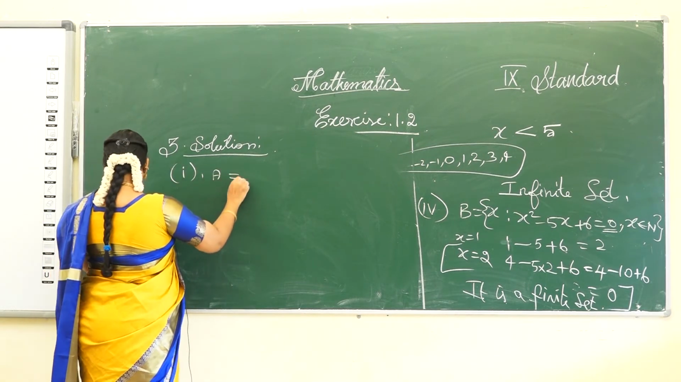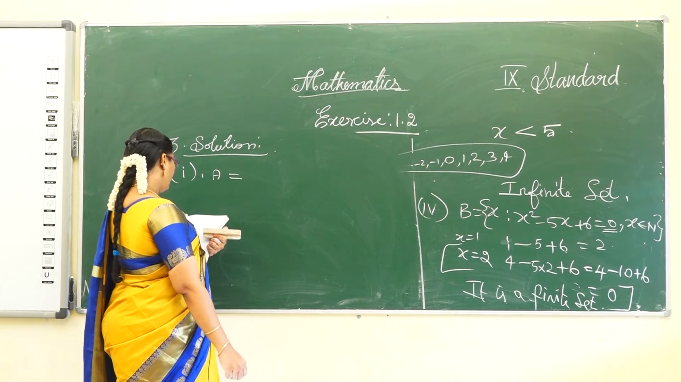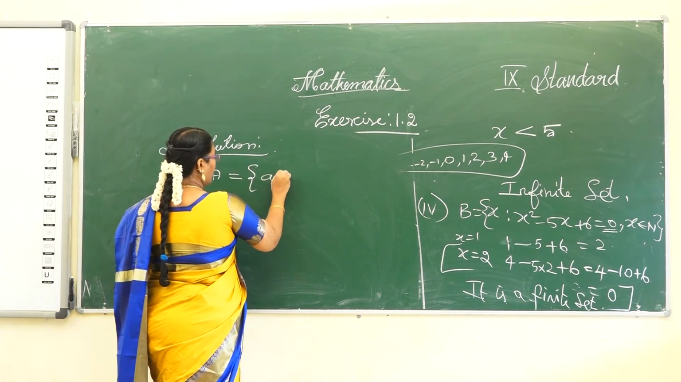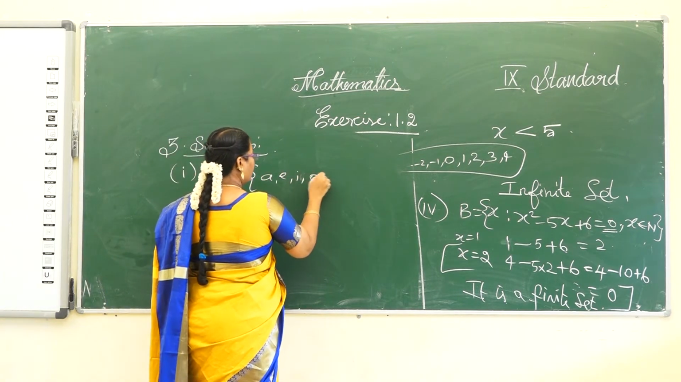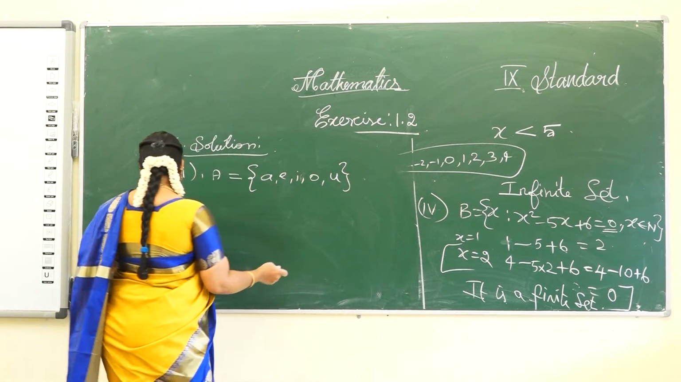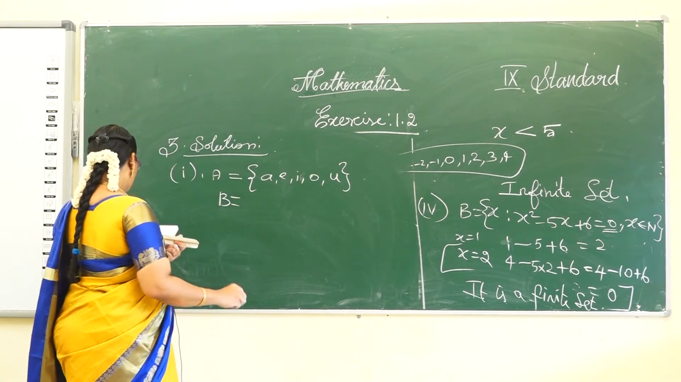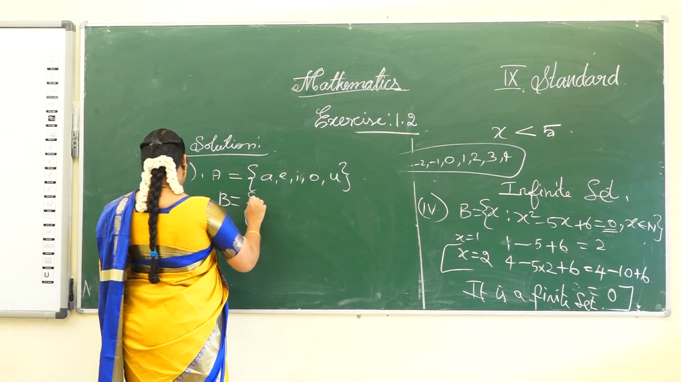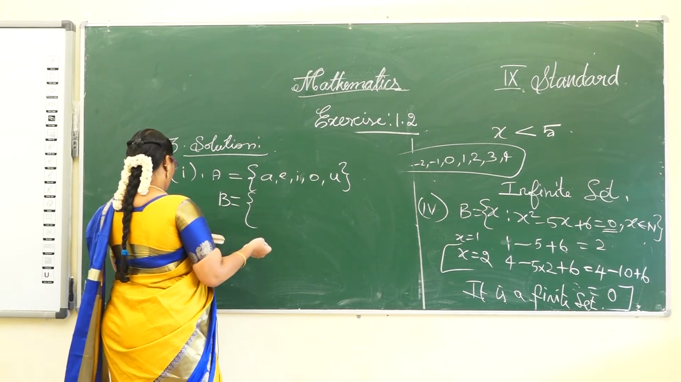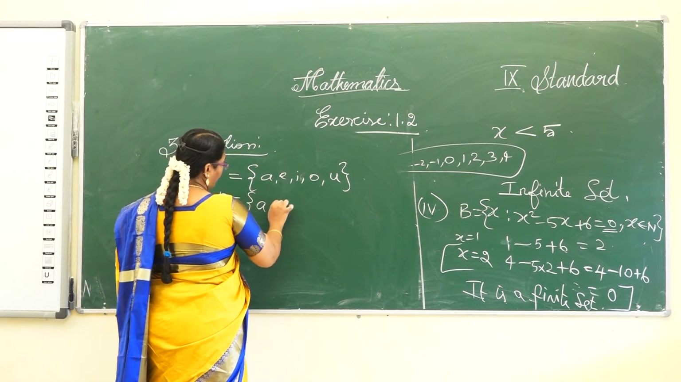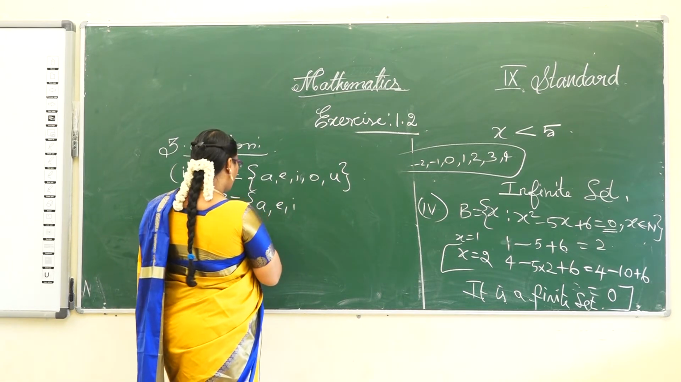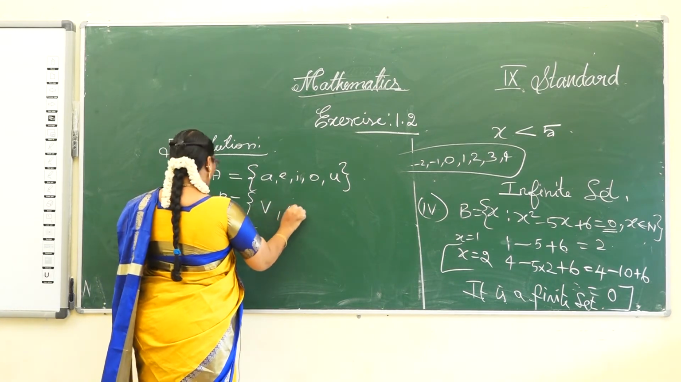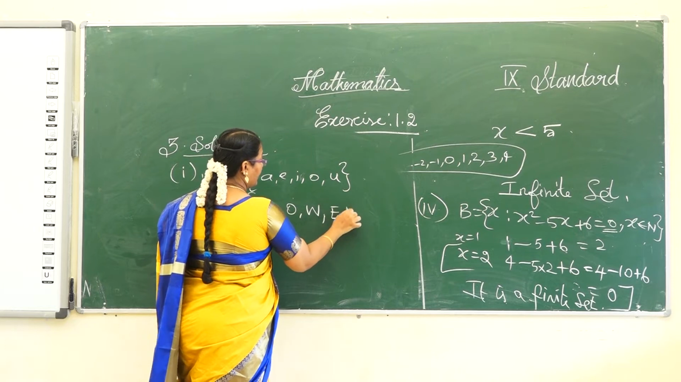Set A is equal to the set of all the vowels in the English alphabet. So, vowels A, E, I, O, U. And then B is the set of all the letters in the word VOWEL. Vowel elements are in A, E. So, the word vowel is given.